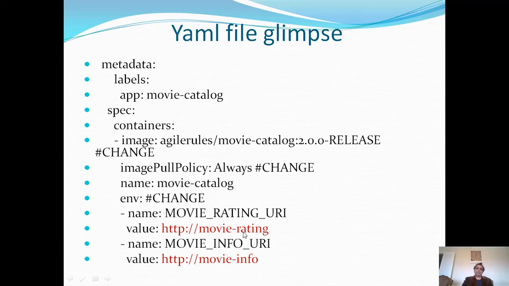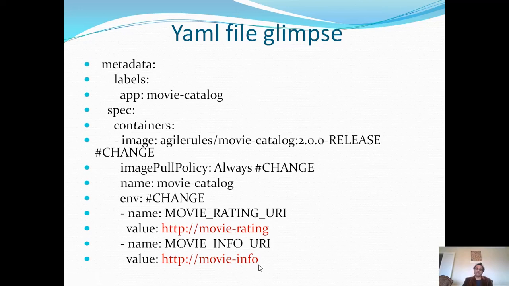What is this movie rating and movie info? This seems to be like a great URL, right? Because it's not cryptic. It's almost like a DNS URL, like agilerules.com, or the movie.com. By the literal name, you could infer what it is. Looking at movie rating, oh, this is the URL of the movie rating. Looking at movie info, this is the info of the movie.